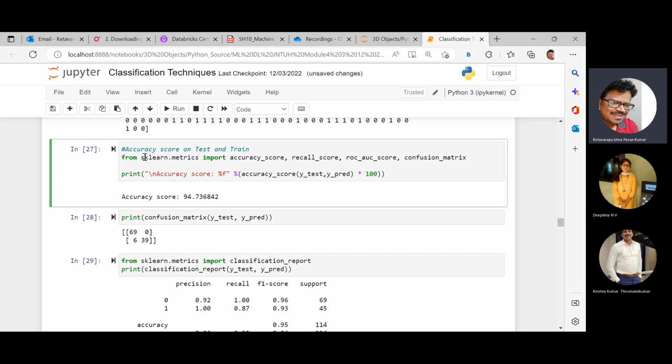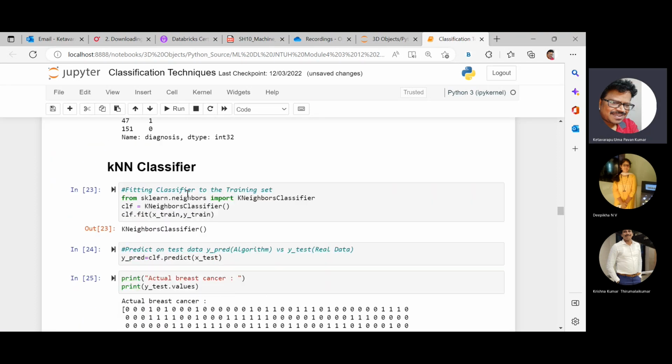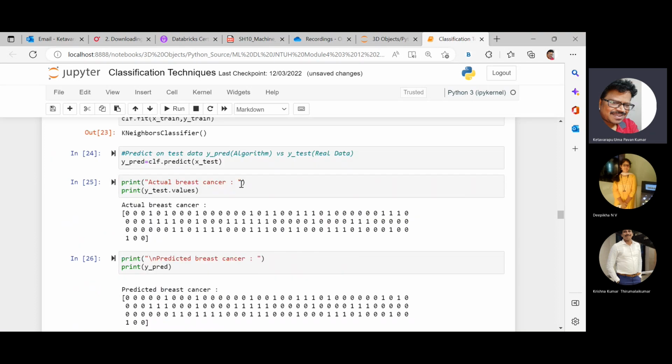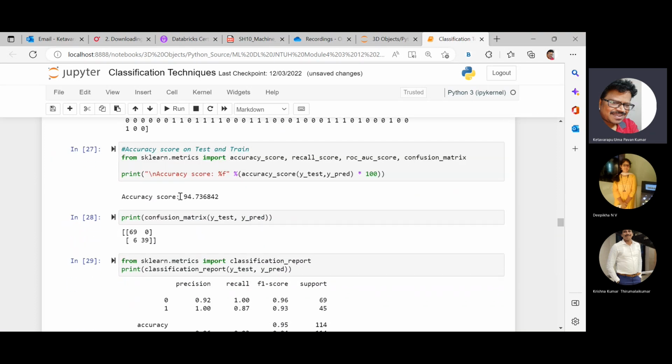Now, if you refer to this accuracy, I am getting 94.73, which is an excellent accuracy, guys. With KNN, we always say that KNN is something like a basic algorithm which may lead to underfitting of the data. But here, on top of this particular data, when I apply the KNN algorithm, it has given around 95 percent accuracy.